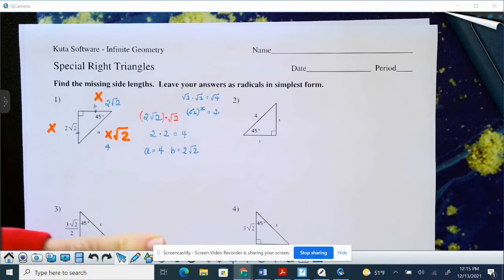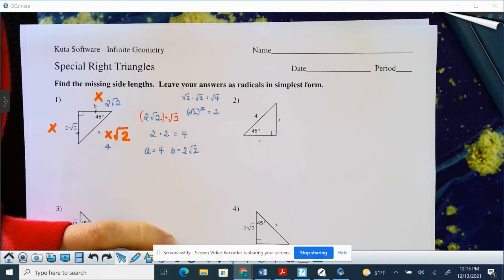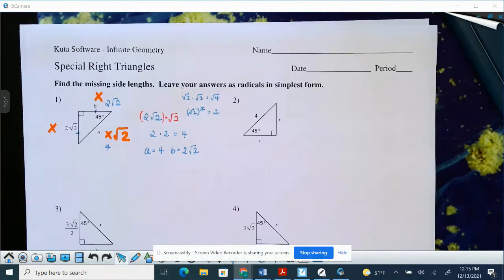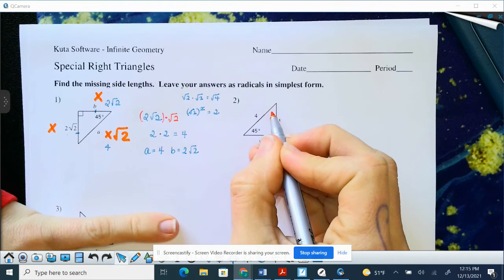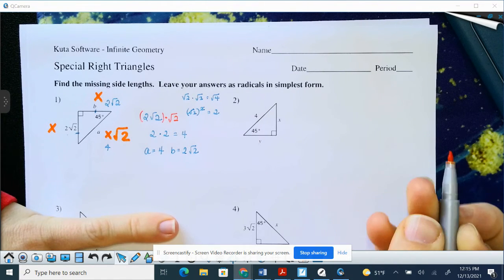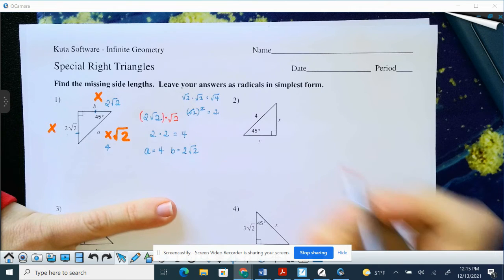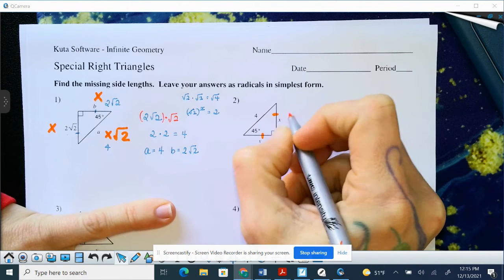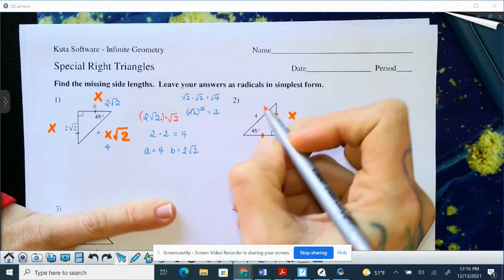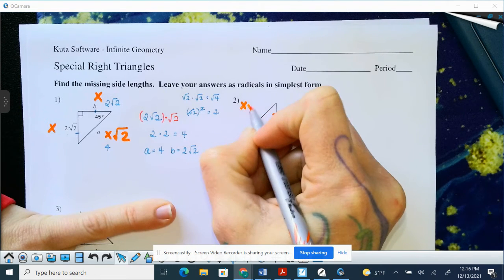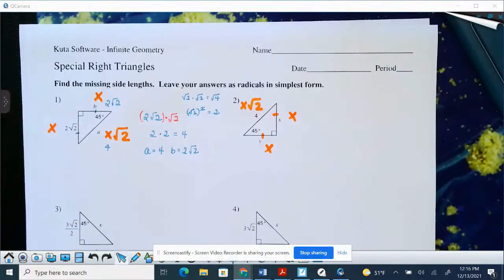All right, so moving on to example number 2. Again, this is a 45, 45, 90, because if I have 90 used and I have 45 used, I know it has to be 45 left because the 3 interior angles of a triangle have to equal 180. And then I know that these two sides will always be the same because of base angles being congruent. And then 4 is going to be x times the square root of 2 for that side. The hypotenuse is always x square roots of 2.